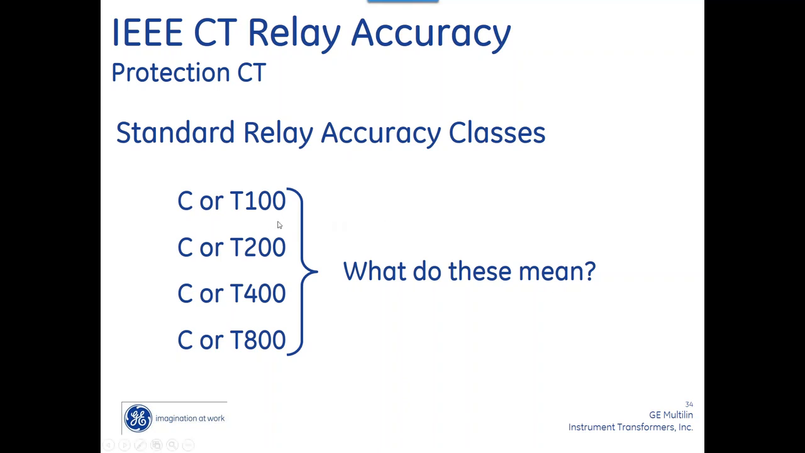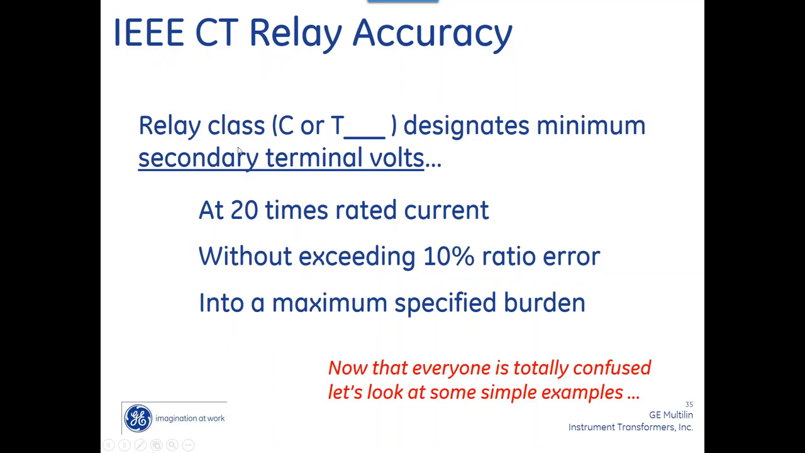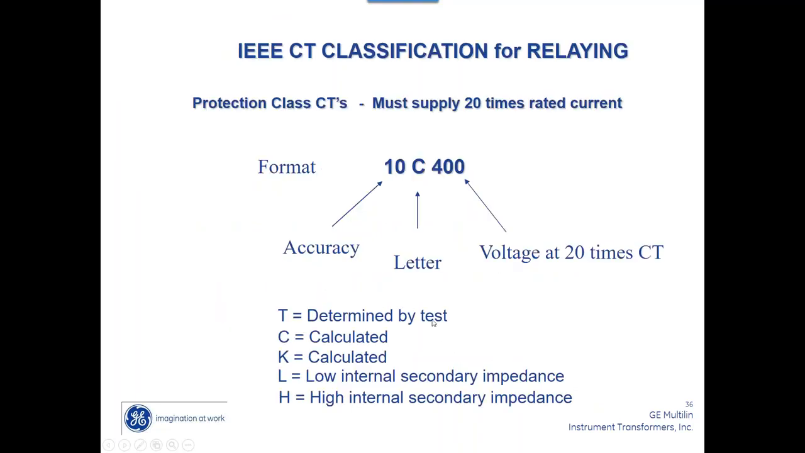C stands for the voltage that the CT can produce, and I'll talk more about that in a second. So relay class C or T identifies the minimum secondary terminal volts at 20 times rated current without exceeding the 10% ratio error into a maximum specified burden. Okay? So now that I've got everybody confused, let's look at it.